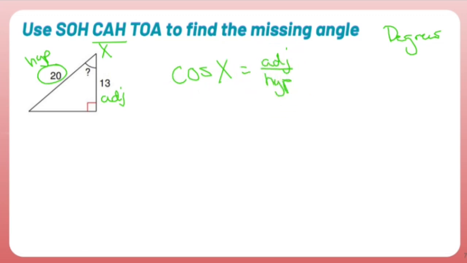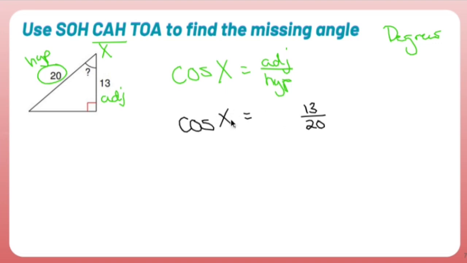So according to what I have, I'm going to write out cosine of the angle that I need to find, which I did call X, is going to equal the adjacent side, which is 13, over the hypotenuse, which is 20. If you're thinking, wow, you sure unnecessarily left a whole lot of space here, I did leave a whole lot of space, but not unnecessarily.